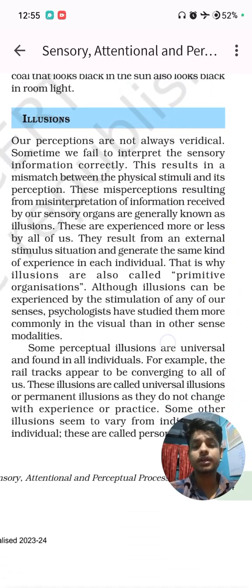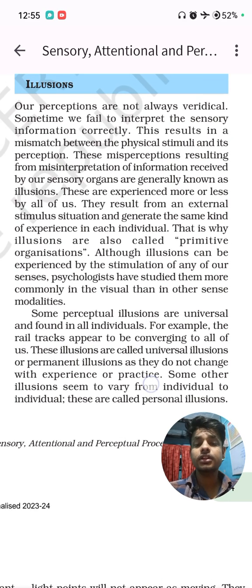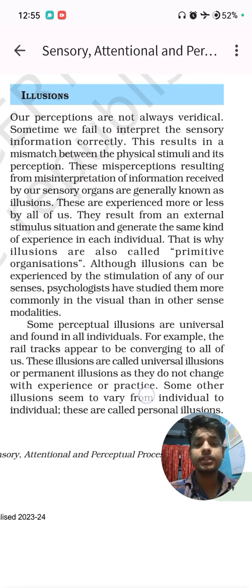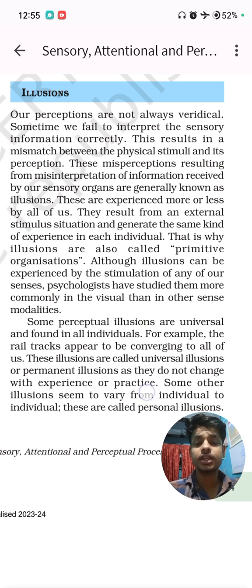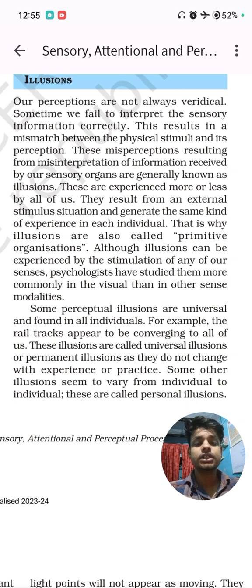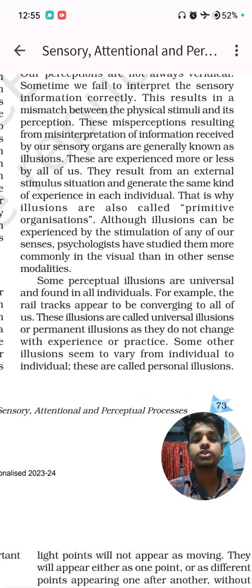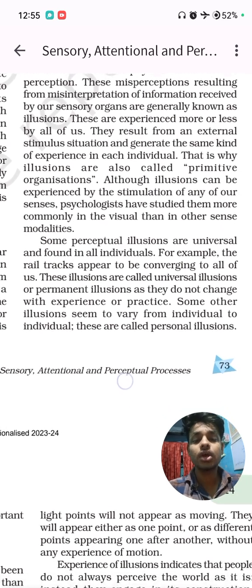Illusions. Our perceptions are not always veridical. So sometimes we misinterpret the sensory information. This results in a mismatch between the physical stimulus and its perception. These misperceptions resulting from the misinterpretation of information received by the sensory organs are generally known as illusions. These are experienced more or less by all of us. They result from an external stimulus situation and are generated at the same time as the experience of each individual. That is why illusions are also called primary organizations.